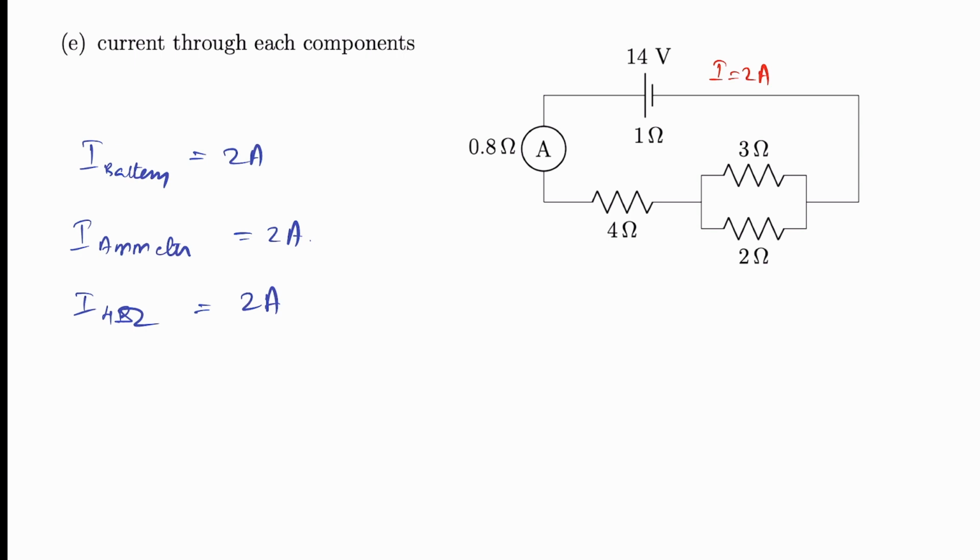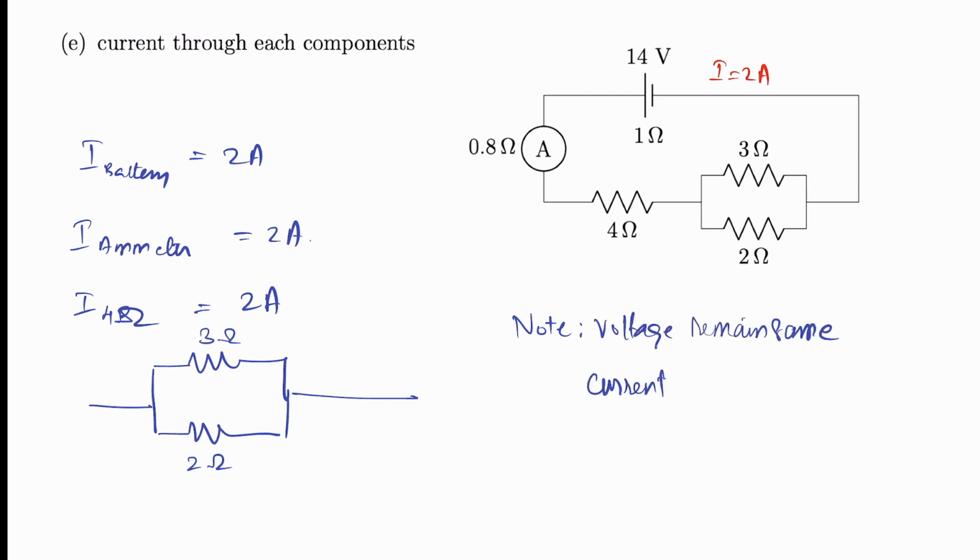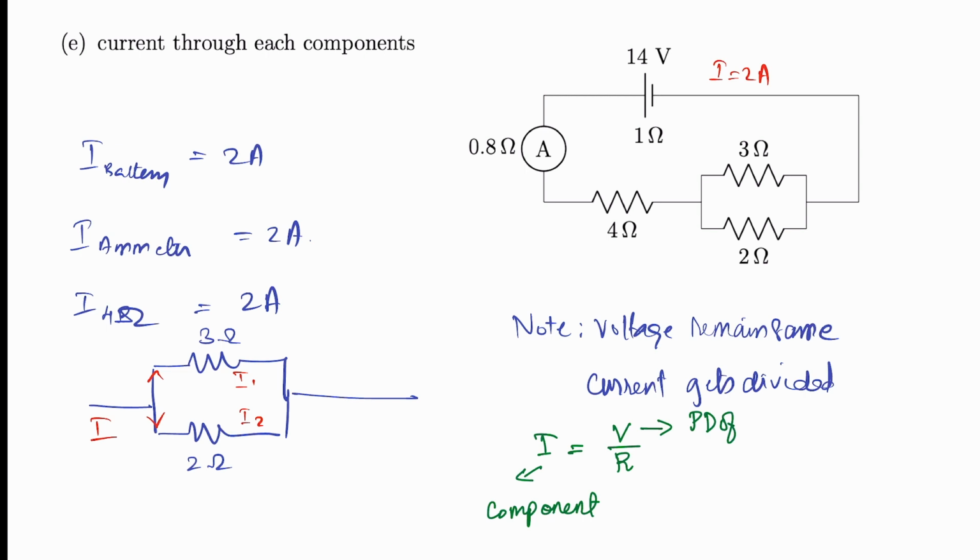The part you have to remember is when components are connected in parallel. We have only one pair of parallel resistors, 3 ohms and 2 ohms. When components are connected in parallel, keep a note: voltage remains the same, current gets divided. If I is the current, then the current flowing will separate into I1 and I2. The formula we're going to use is I is equal to V by R, where I is the current through the component, V is the potential difference of the parallel component, and R is the resistance of the component.